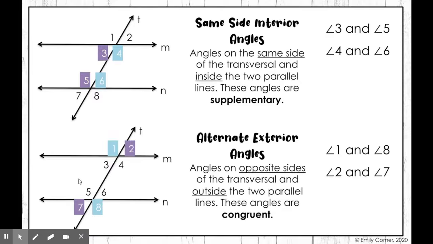Moving on, we have same side interior angles. So they are on the same side of the transversal line, and they are inside of the pair of parallel lines. These angles are not congruent, but they are supplementary. So they'll both add up to 180. Same with these light blue ones.